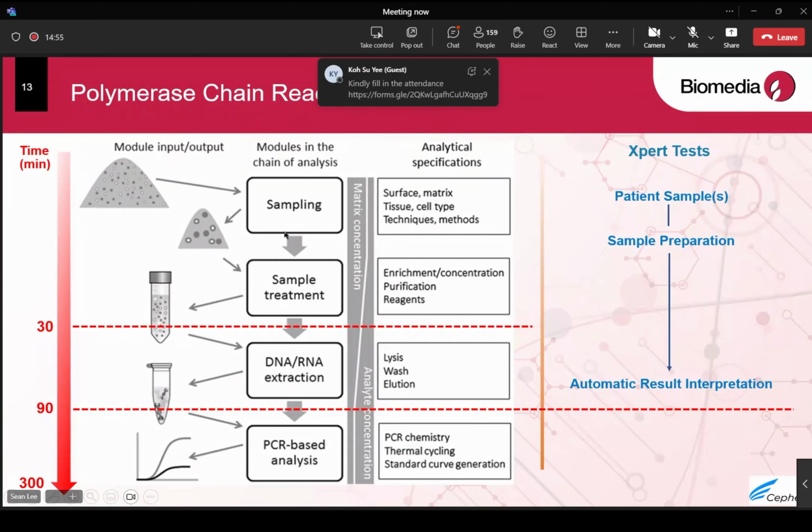That is the con, because it's more manual. And if you find any contamination, then you have to start everything again. So I believe the staff want the work to be done as easily as possible. Because of the evolution in technology, GeneXpert has the test.